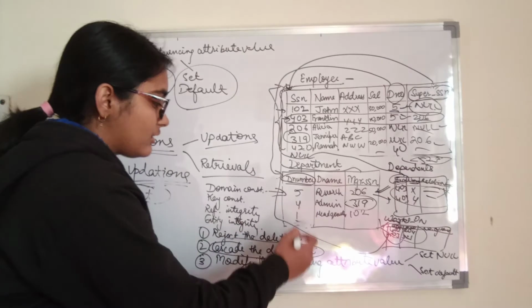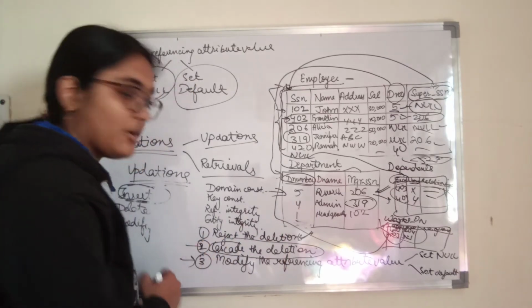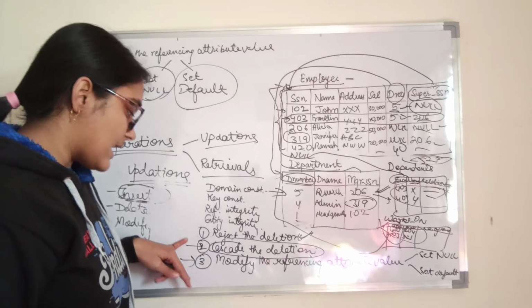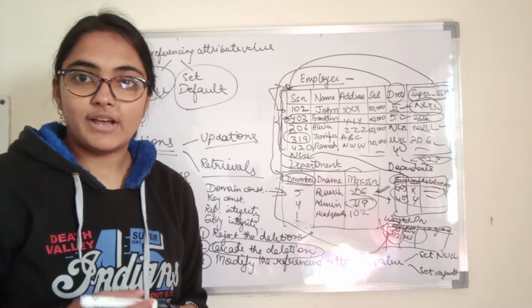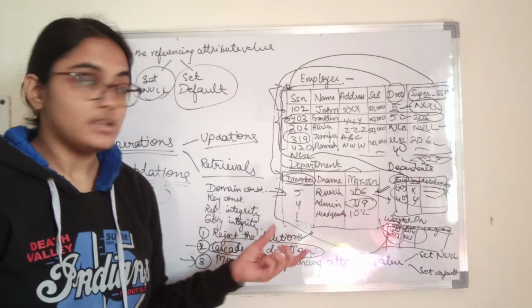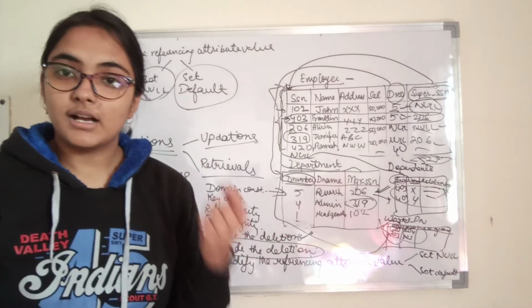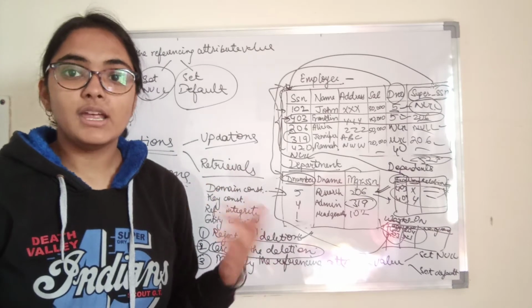Rejecting the deletion is not very popular. Mostly what we do is we either specify one of these options, right? Either cascade the deletion or modify the value to null or to a default value. So these are more popular options than rejecting the deletion. So that is how we deal with constraint violation in case of deletion.